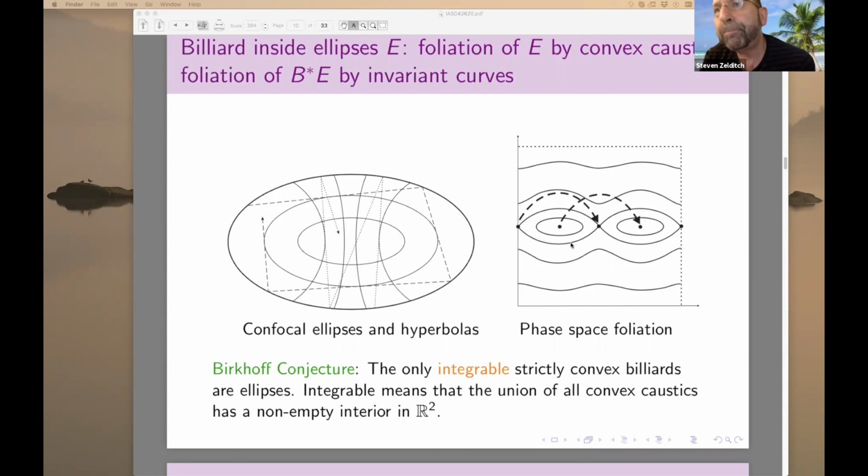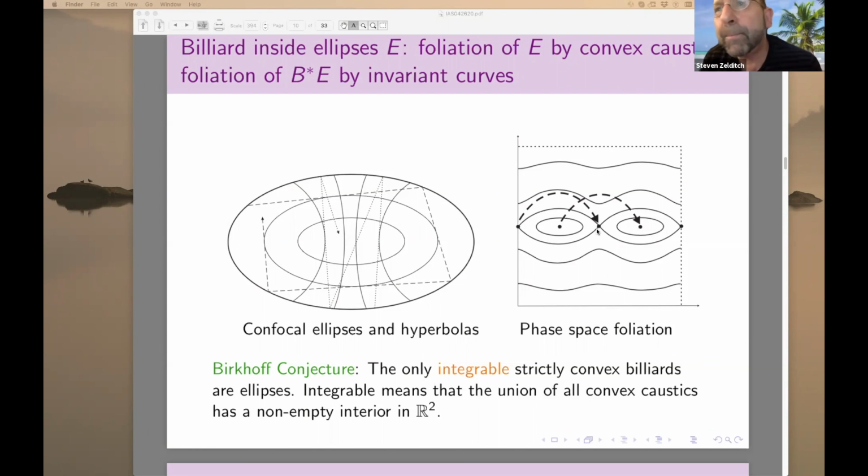In this picture, with the separatrix curve, it looks like the phase space picture for a pendulum. You have these fixed points here, which correspond to the major and minor axes, which are called bouncing ball orbits, because you just bounce back and forth. They're period 2 periodic billiard trajectories, bouncing back and forth in the major and minor directions. They're period 2 for the billiard map. This is the minor axis, and this one's the major axis. The major axis is a hyperbolic trajectory. The minor axis is an elliptic trajectory.